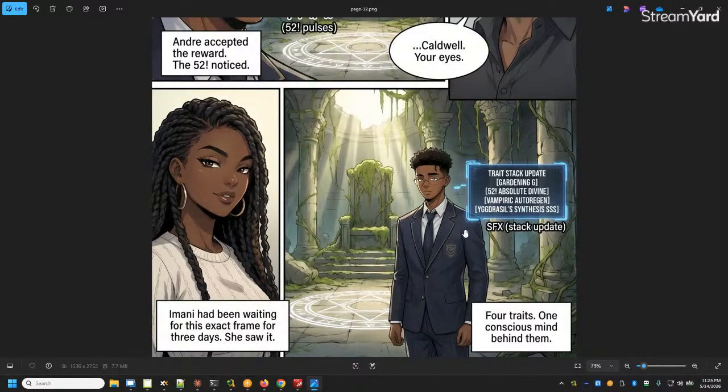And again, this is like the Redice Studio sort of system screen sort of artwork. I love it. Got really close. Gardening rank G, 52 factorial, absolute divine grade, vampiric auto regen, because he applied factor 52 to his auto regeneration.